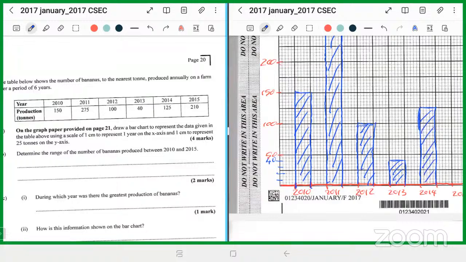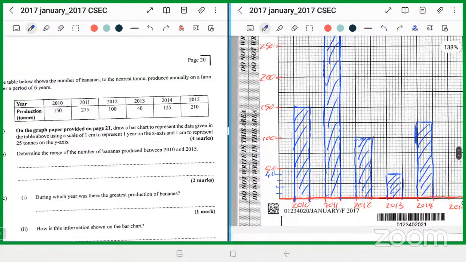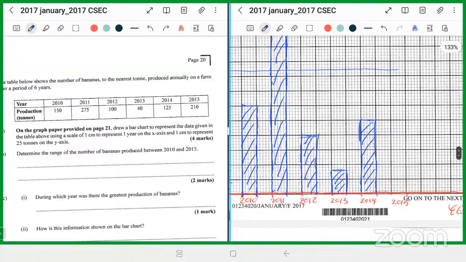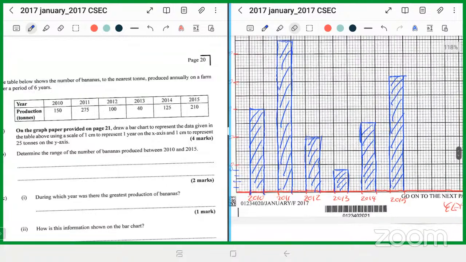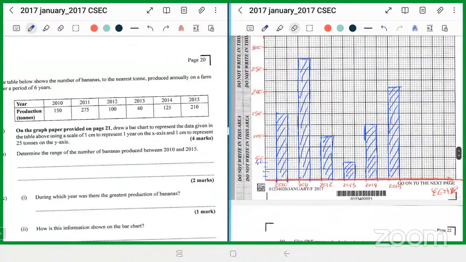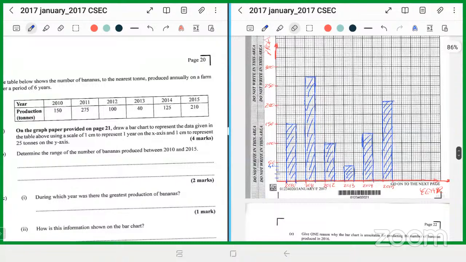The next one goes up to 210. So 200 here. Remember, every other line is 10. So 210 will be this line. So this goes up to that line there. And make sure you draw it with the ruler now. Don't draw it freehand like me. That's a bar chart. Nice and easy.